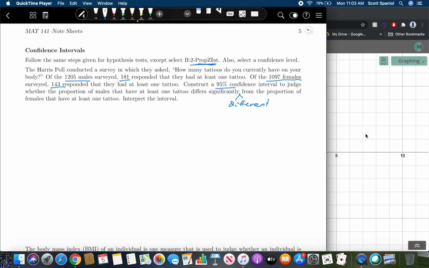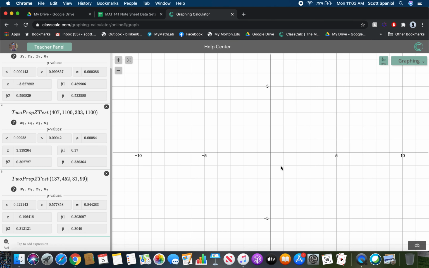So just like what we've got before, we've got males. We have X is 181 out of a total of 1,205 males. And for females, we've got an X of 143 out of a total of 1,097 females. Okay, and we're going to do what I underlined up there, which is 2 prop z int.